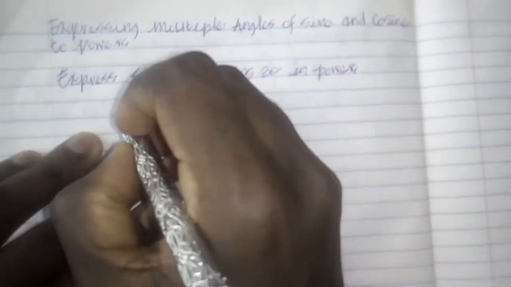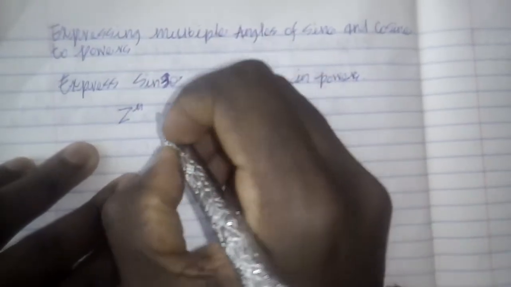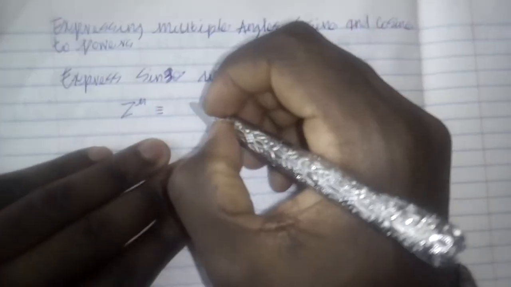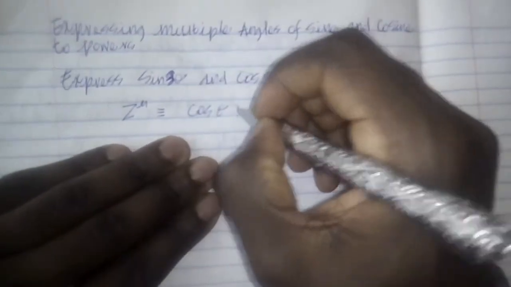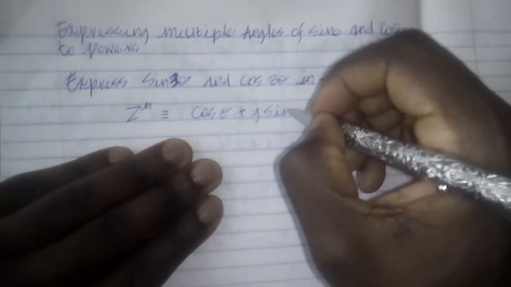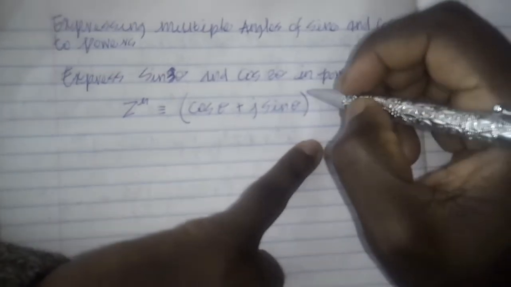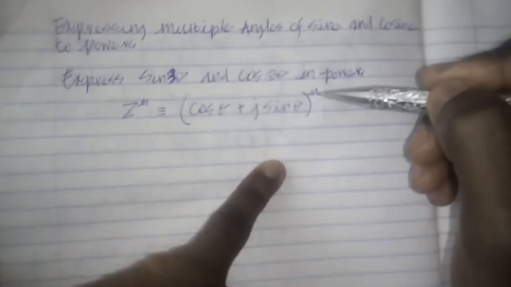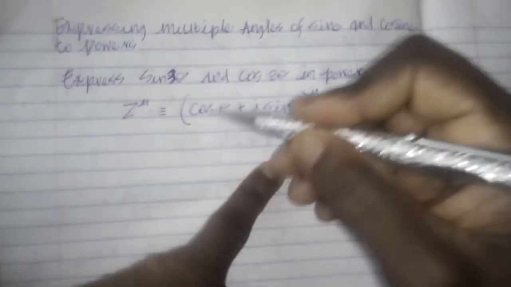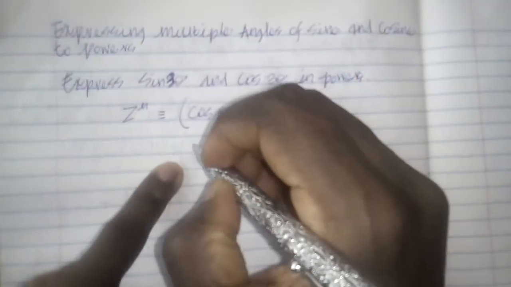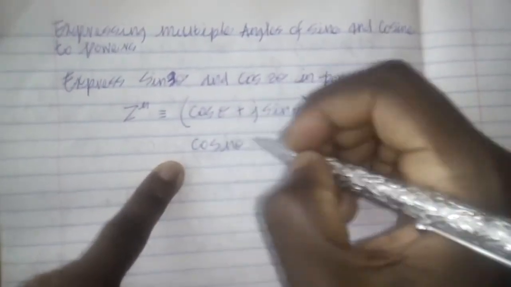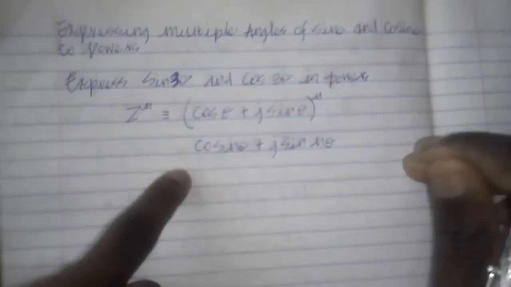Okay, now we know that if you have a complex number z raised to power n, this is identical to cos theta plus j sine theta, assuming that our modulus is 1, raised to power n. Now this is the polar form of this complex number, so applying De Moivre's theorem, we get cos n theta plus j sine n theta.